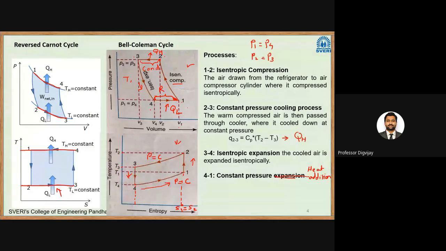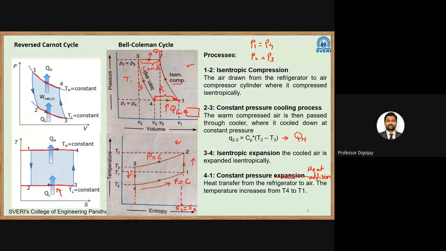So what is happening in this case? 4 to 1. See in the PV diagram, pressure at point 4 is equal to pressure at point 1, at constant pressure. At constant pressure, heat is being taken from the space. If I want to cool a room, this side will be my room, and I am extracting this heat from the room at constant pressure. So that is a constant pressure heat addition, or extraction from the space.